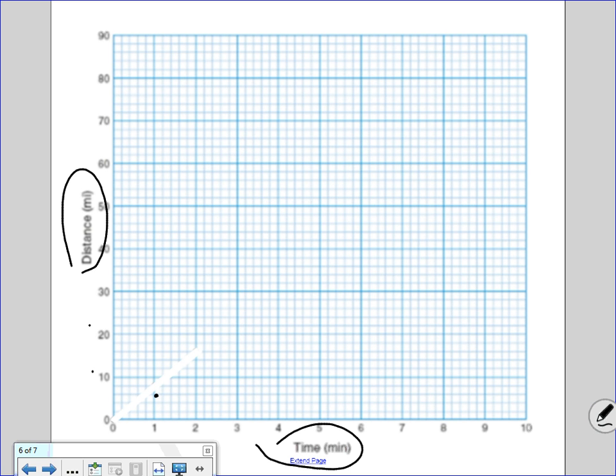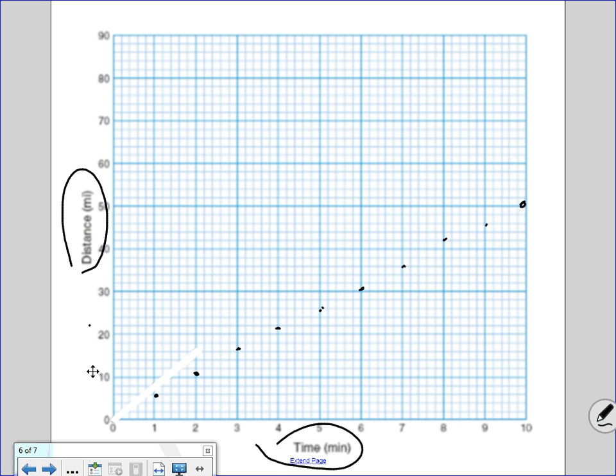At 2 minutes, we traveled 10. At 3 minutes, we traveled 15. 4 minutes, we traveled 20. 5 minutes, we traveled 25. 6 minutes, we traveled 30. 7 minutes, we traveled 35. 8 minutes, we traveled 40. 9 minutes, we traveled 45. 10 minutes, which is on the graph, we traveled 50.